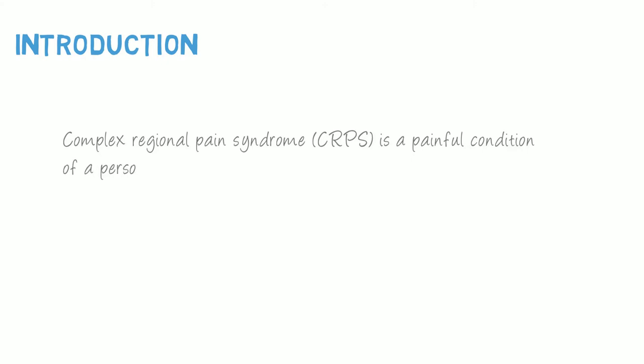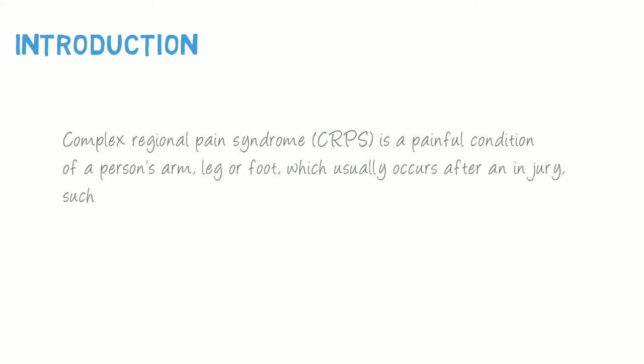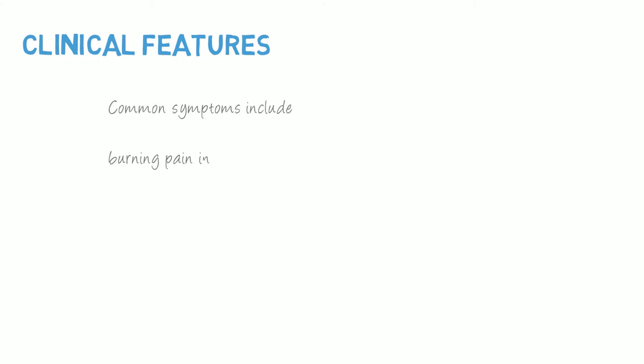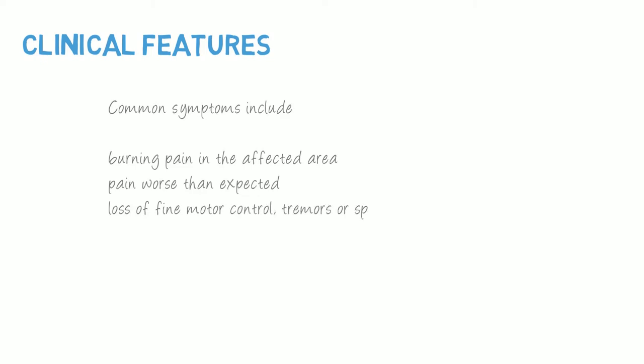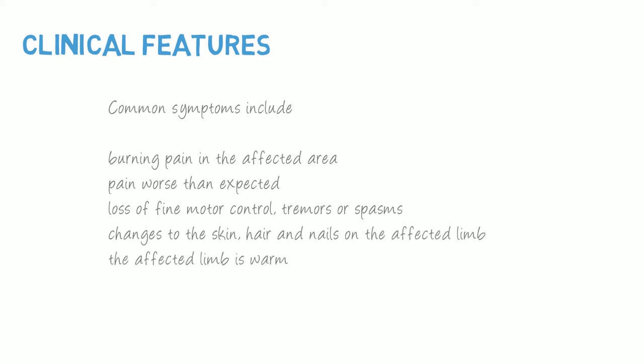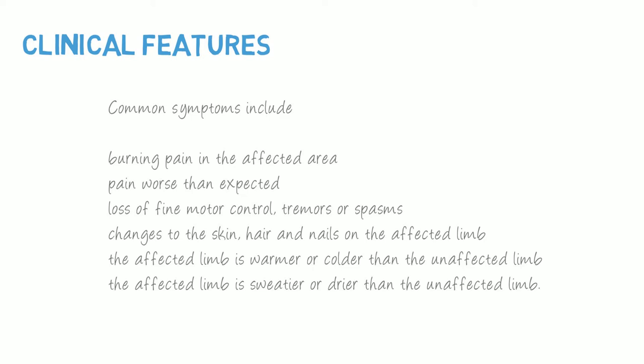There are various causes for complex regional pain syndrome, but it usually occurs after an injury such as a fracture. What happens in complex regional pain syndrome is that you have a very high burning pain in the affected area, and the characteristic feature is that it is worse than expected. You normally will not expect the amount of pain that the patient has when you compare it to the injury. There could be an associated loss of fine motor control, tremors, or the patient may have spasms. It could be associated with changes to the skin, hair, and nails on the affected limb.